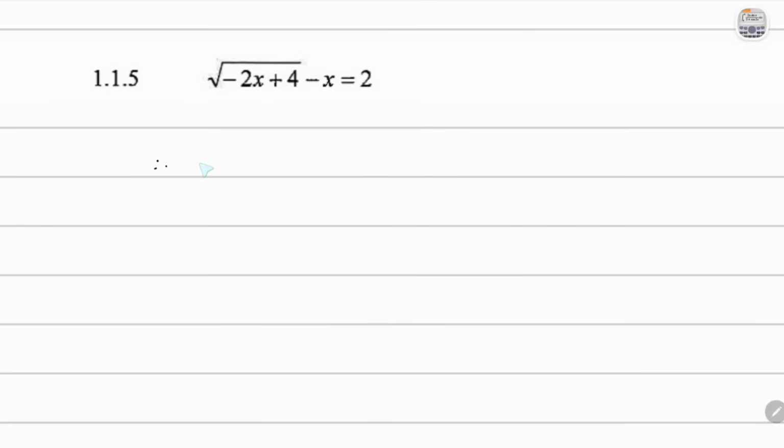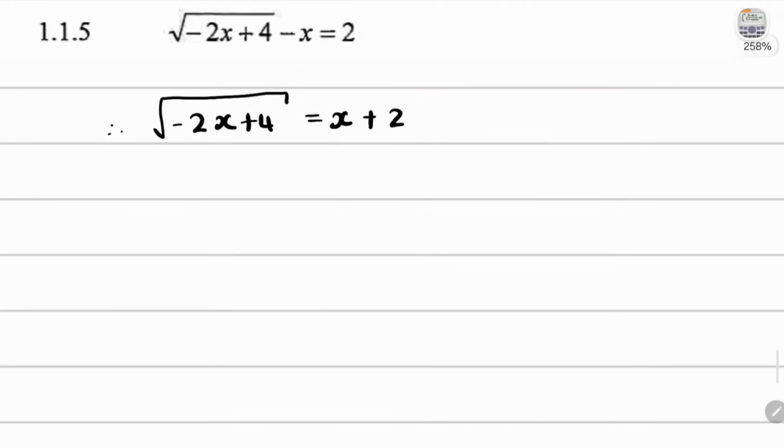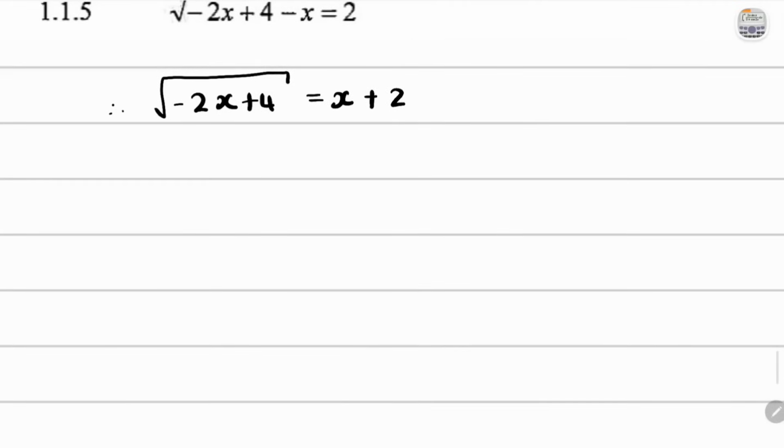So when we rewrite this, this is the square root of negative 2x plus 4 is equal to, and I know there's a 2 here, but this becomes positive. So we might as well just write it before the 2. So that 2 was also positive, so it stays positive 2. Okay, so now that we have this, we can get rid of this square root.